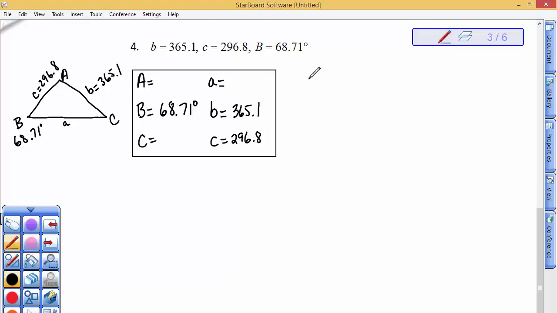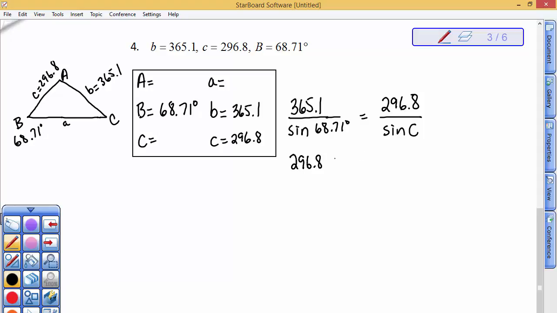But let's forget about that. Let's just go ahead right here and use this information. So let's go side B over the sine of angle B. And let's let that equal side C over the sine of angle C. When you set the cross products equal, you'll have 296.8 times the sine of 68.71 degrees. So that's this cross product right here.